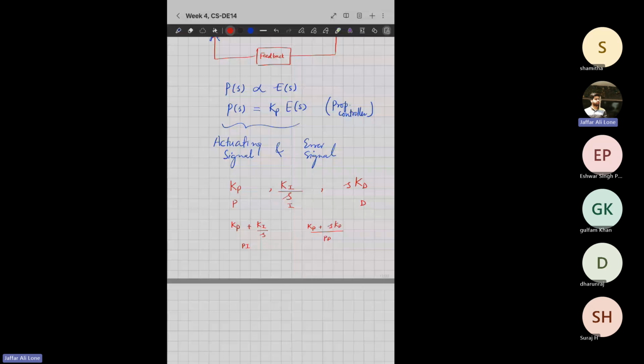Why do we use it? That's a different story. You have to look yourself. So when I want my rise time to be less, my transients to die off early, my damping to be less, which controller do I have to use?